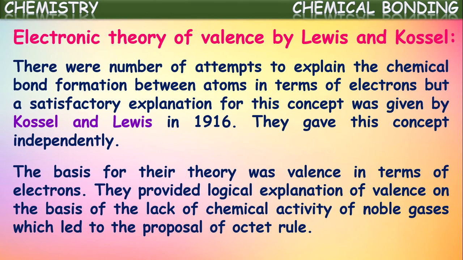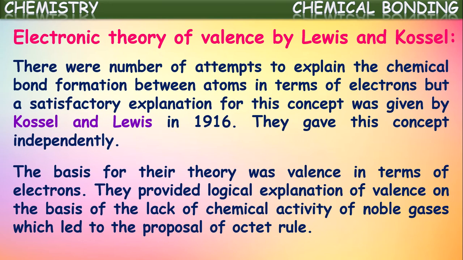The basis for their theory was valence in terms of electrons. What is meant by valence here? And the valence electrons. These two they have taken as a standard to explain the stability of different atoms and the tendency to form chemical bonding by the atoms. So the electrons present in the valence shell of an element are considered responsible for chemical bond formation. The electrons present in the outermost shell of an atom are called its valence electrons.